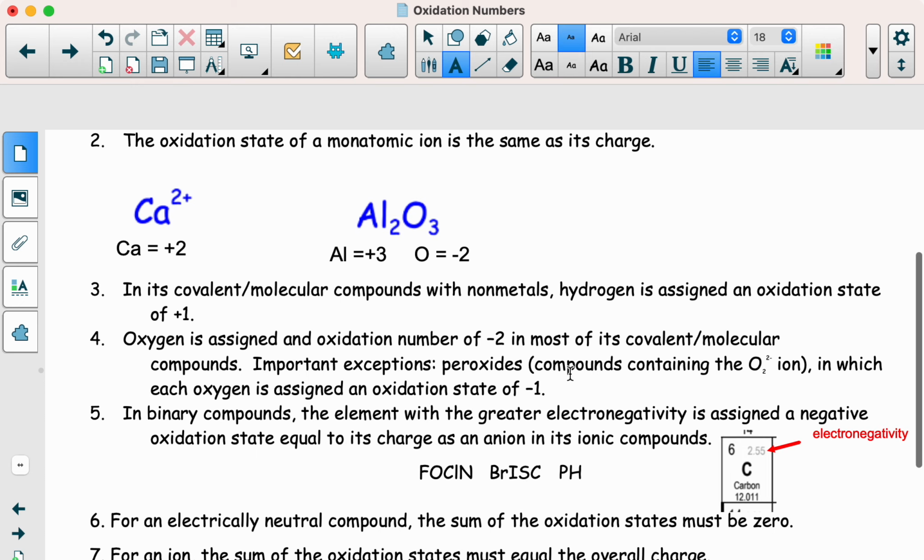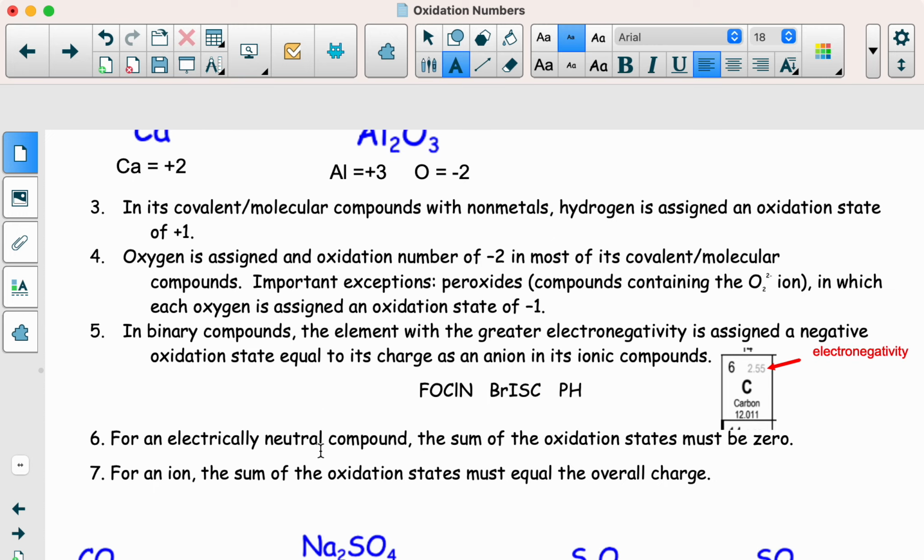Rule number 3 says that in molecular compounds with nonmetals, hydrogen is going to be assigned an oxidation state of +1. Rule number 4, oxygen prefers to be a -2 in most of its molecular compounds. Then the important exception is when it contains the peroxide ion, which is the O2 2-, in which case each oxygen has to have an oxidation state of -1.